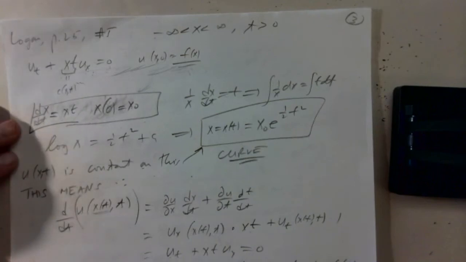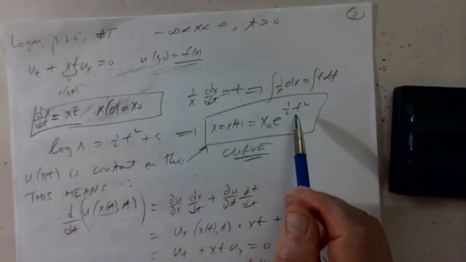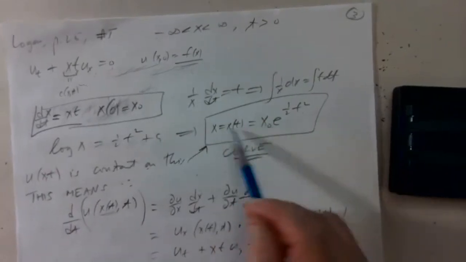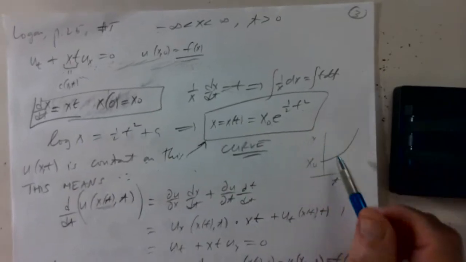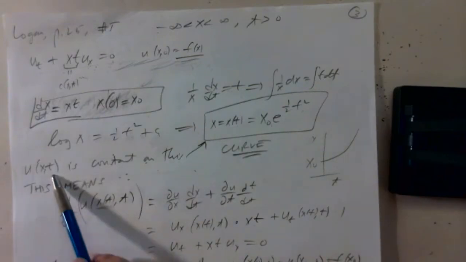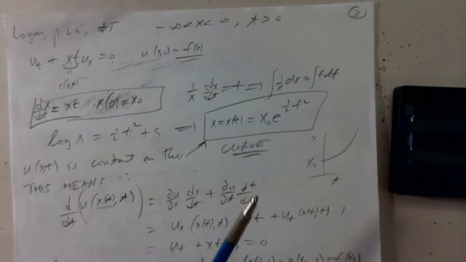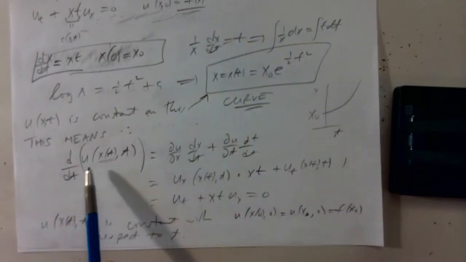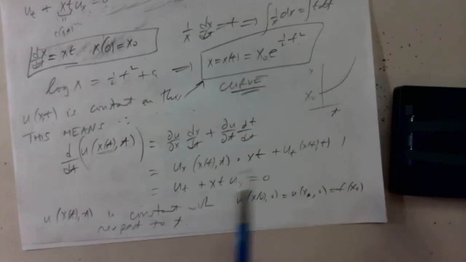This is dx/dt equals x t. Separation of variables works. We get x is equal to x naught e to the half t squared. So this is a curve in the plane, a curve that looks like that. And on this curve, the function u is constant. How do we know that? Well, we can prove it in general, but in particular, you just compute the derivative with respect to time of u of x of t comma t, and you get 0. So this is constant.